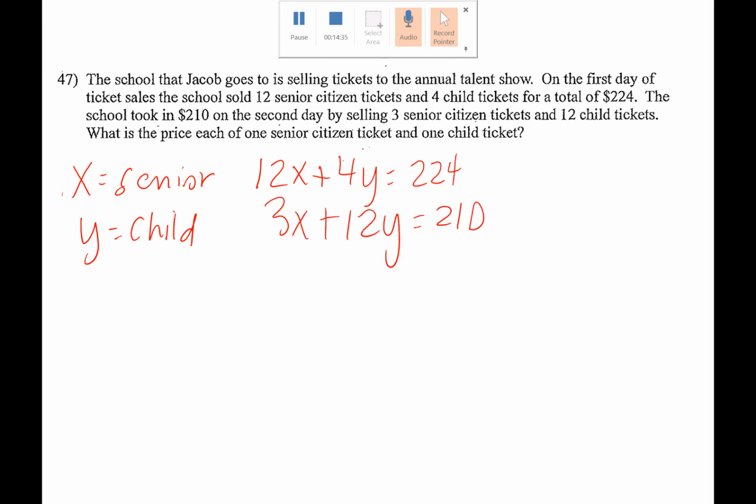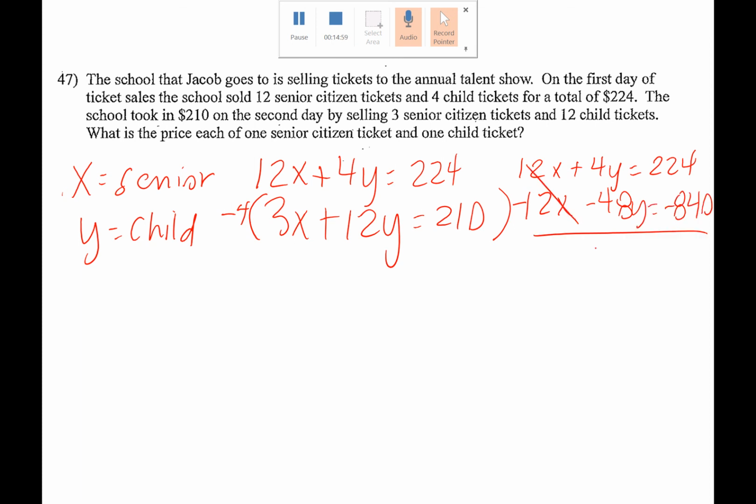And then what I did is I did the process of elimination. So I multiplied these by negative 4. So that's going to give me my 12x plus 4y still is equal to 224. And then negative 12x minus 48y is equal to negative 840. Just multiplied all that by 4, eliminate my x's.